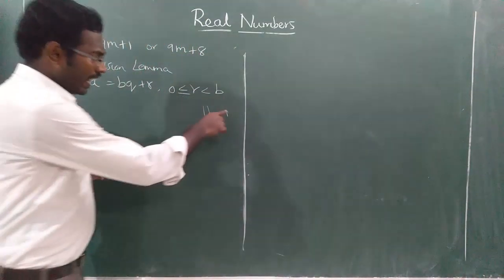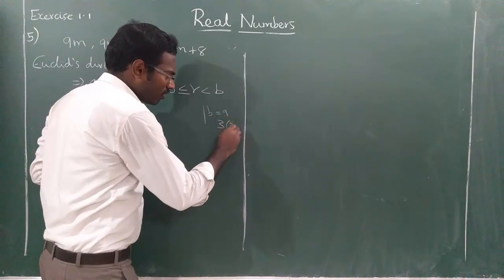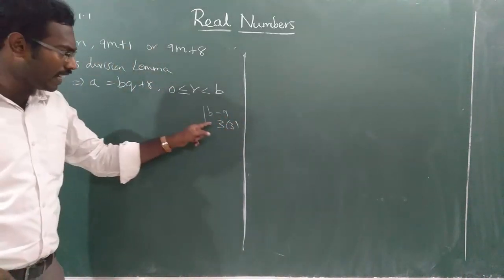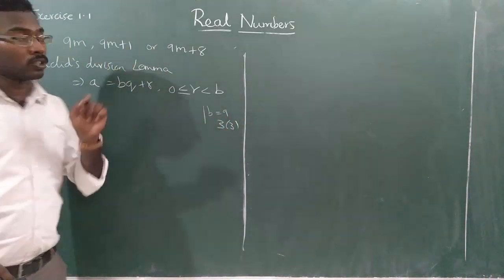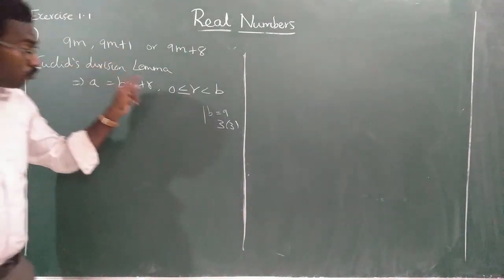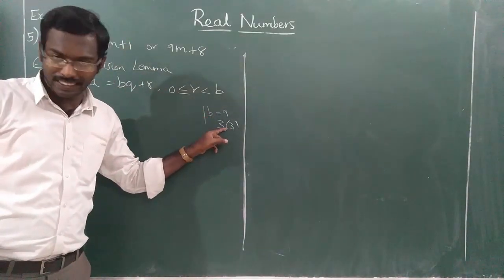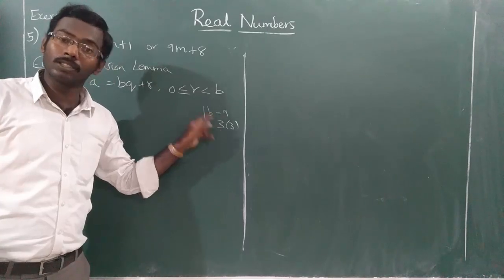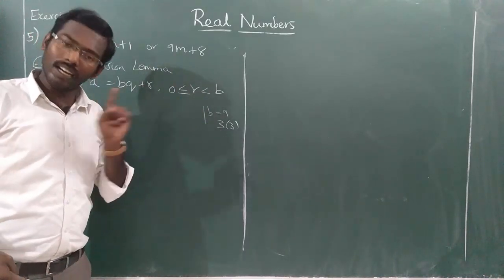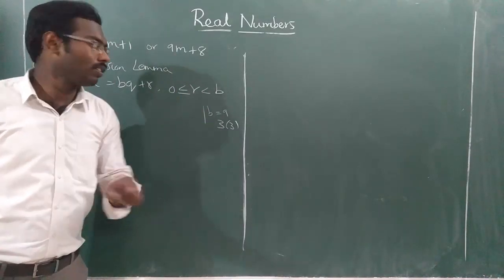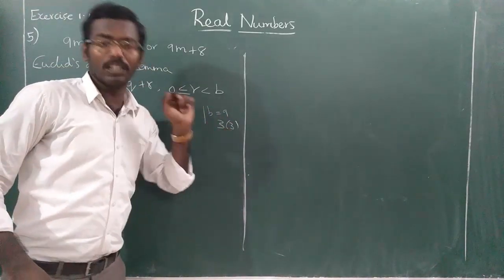You know, 9 can be represented as 3 into 3. Yes or no? 9 can be represented as 3 into 3. So for this sum, please take b value as 3. If you take b value as 3 also, the same answer will come. Understood or not? Why I am telling like this? Okay. So take b is equal to 3.